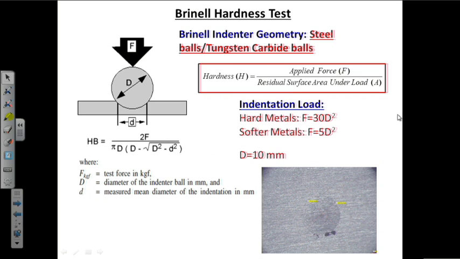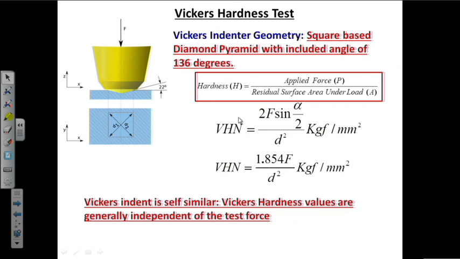Now, depending on the materials we are going to test, we select our indentation load. For example, for hard metals such as case hardened steels, very hard steels, we use F equals 30 times D squared, where capital D is the indenter diameter. Whereas for softer metals, we use F equals 5 times D squared. And for the Brinell hardness test, we generally use D equals 10 millimeters. Next is the Vickers hardness test.